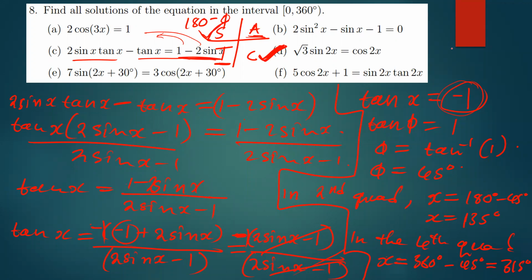So the values of x are simply, the first one is 135 degrees, then the second one is 315 degrees. So these are the two values of x that they wanted us to find. And you have to check that these values are all in the interval that we've been given, which is this one.